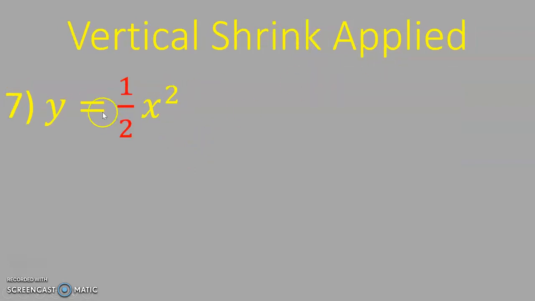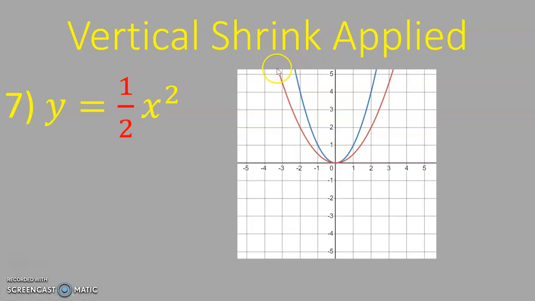Now vertical shrink, remember that's multiplying by a number between 1 and -1, which certainly 1/2 is. The note said it got flatter or wider. So in this case, again, the blue being the parent, you can see clearly the red is wider. That's the effect of multiplying by the 1/2.